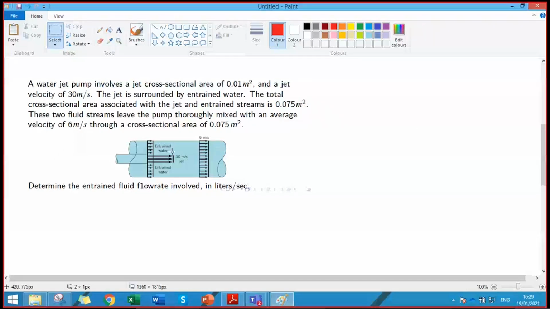So in this problem, you are required to calculate the entrained fluid flow rate, that is the flow rate of this fluid that is here in this region, here and here. When you're given the velocity of the center fluid, that is 30 meter per second, and when you're given the velocity of the fluid at the outlet, that is 6 meter per second. Can you do that?